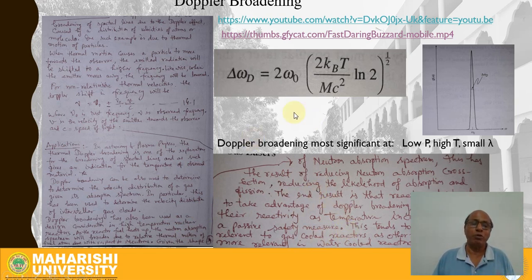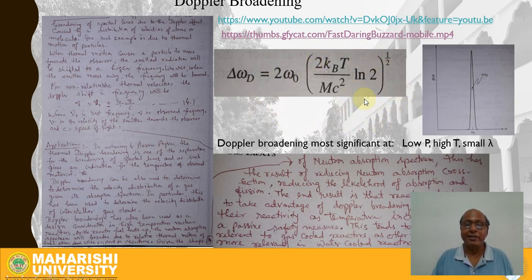For me, the most important thing is that in a laser system, the spread of the radiation, delta omega D, which you can see here, is dependent upon 2 omega 0, that is the central frequency, 2 k_B, the Boltzmann constant, T, the temperature of the gas, M, the atomic mass of the gas, and c, the velocity of light. So this is how it is dependent upon these.